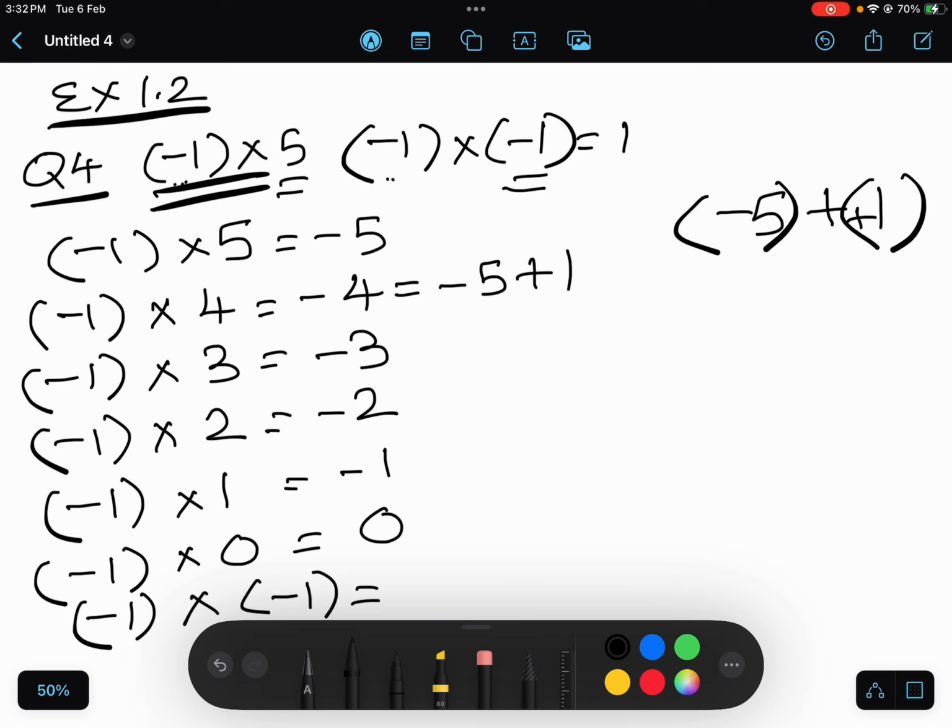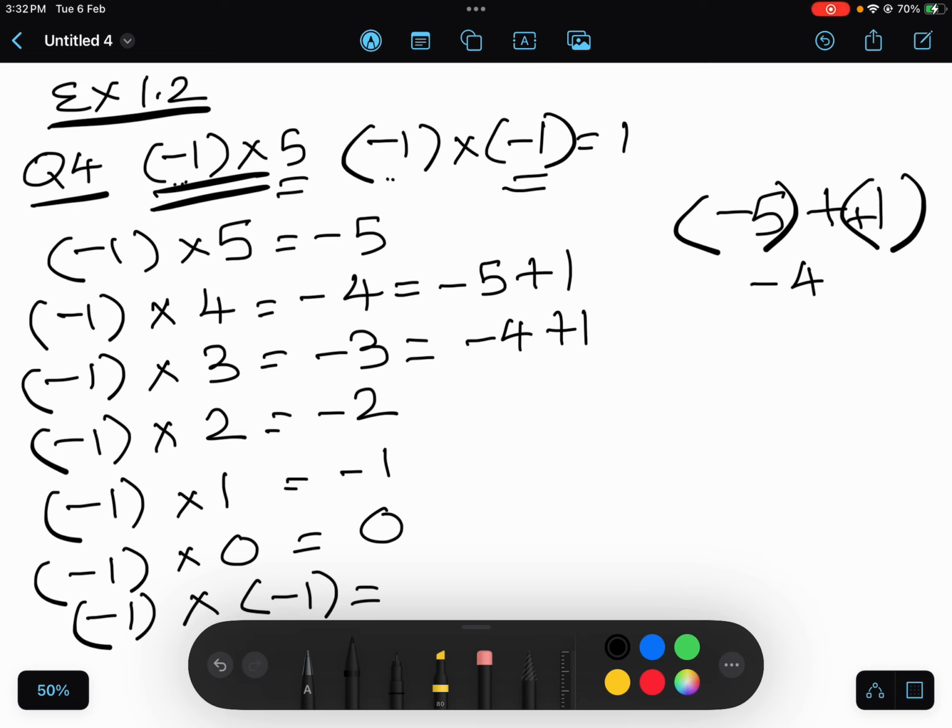So signs are opposite, we have to subtract it. 5 minus 1 is 4 and 5 is the bigger number here. It has a minus sign, so this is -4. Similarly, -3 will be -4 plus 1. So what do you see here?